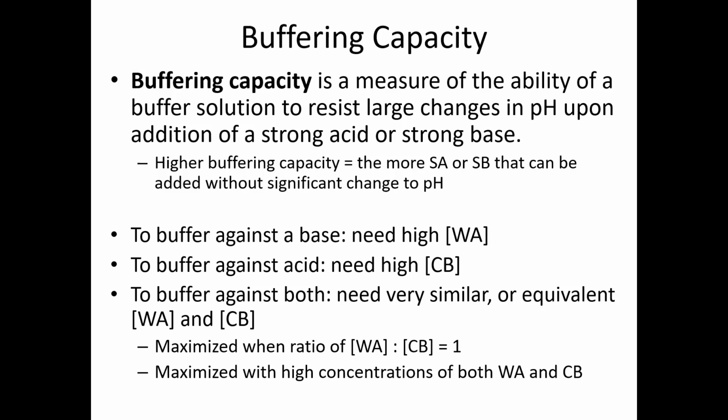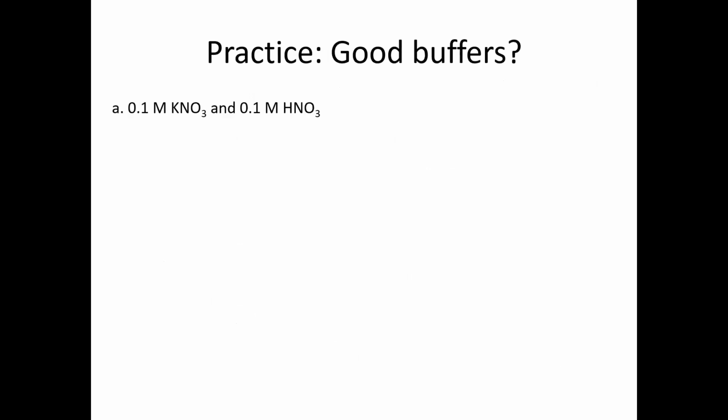Okay. So let's practice. And why not practice? So we have a potential buffer. We've got a few different scenarios where I'm making a potential buffer. So in this case, I have 0.1 molar of KNO3, potassium nitrate, and 0.1 molar of HNO3, nitric acid. And do you think this would make a good buffer or not? Well, let's break it down.